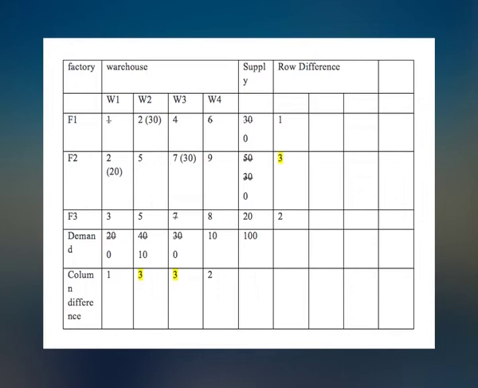Similarly, for the column difference, the difference between the least and next least value will be considered. For example, in column 1, the least value is 1 and the next least value is 2. So, the difference is 1. In the second column, the least value is 2 and the next least value is 5. So, the difference is 3. In the third column, the least value is 4 and the next least value is 7. So, the difference is 3. And in the fourth column, the least value is 6 and the next least value is 8. So, the difference is 2.